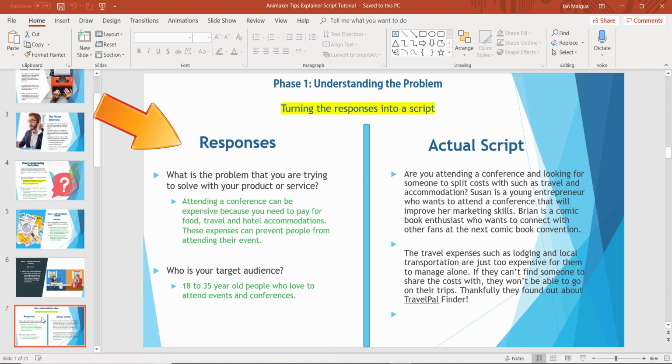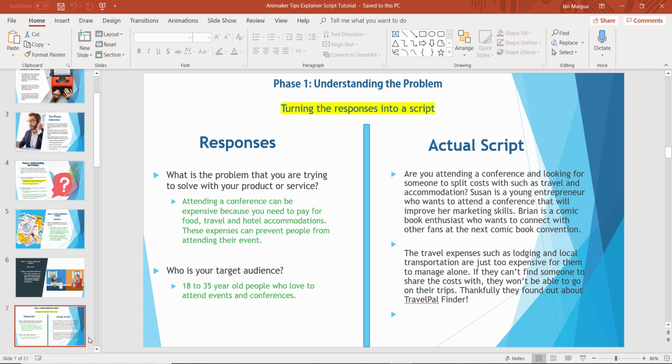Now speaking about the script, we have our responses over here on the left side, and we have the actual script on the right side. Whenever it comes to writing an actual script, I always like to think of writing a story or telling a story. So I looked at these responses and decided to create a story that highlights the responses that were given to me by Travel Pal Finder.